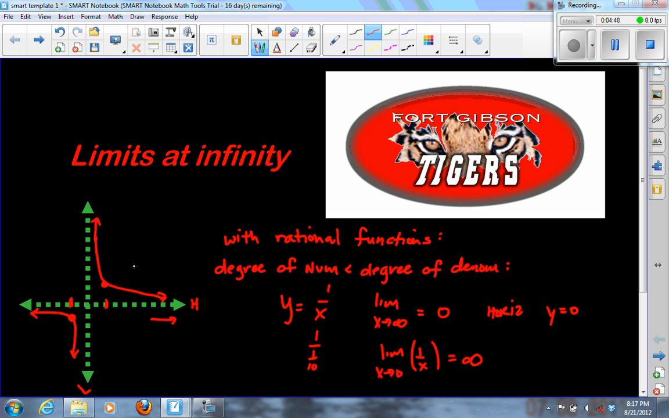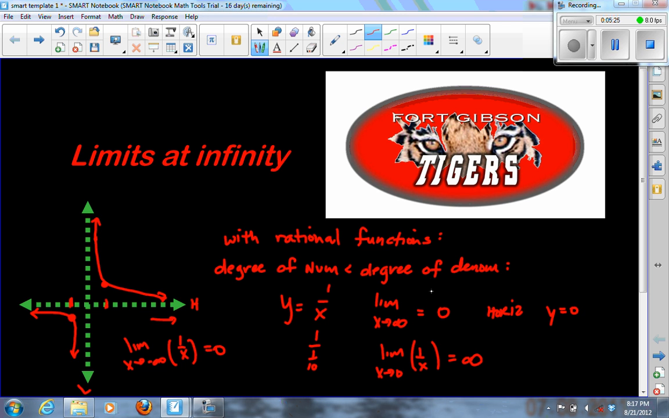Of course, this drawing's not perfect, but anyway, we see that the limit as x approaches 0, so this would be an infinite limit, of 1 over x is negative infinity. See, as my x values are pushing towards 0, my y values are going down to negative infinity. But as my x's approach negative infinity, in other words, as my x values are going this way, my y values are coming up here to 0.